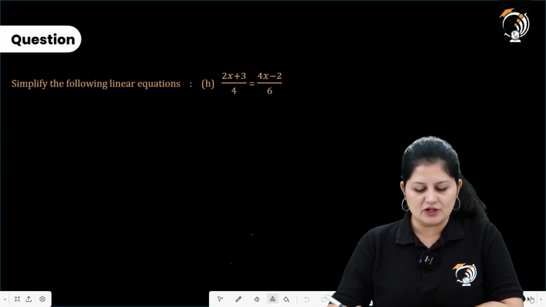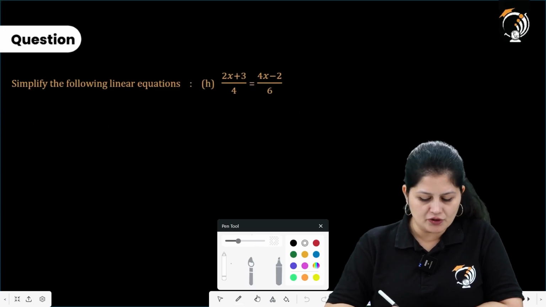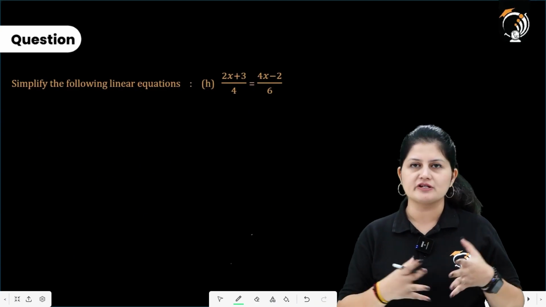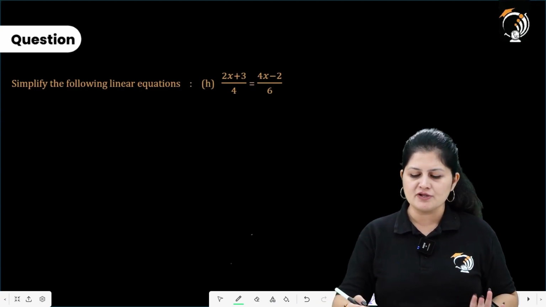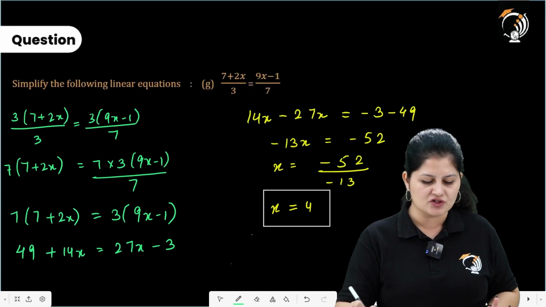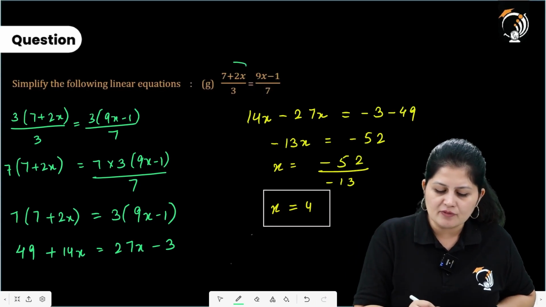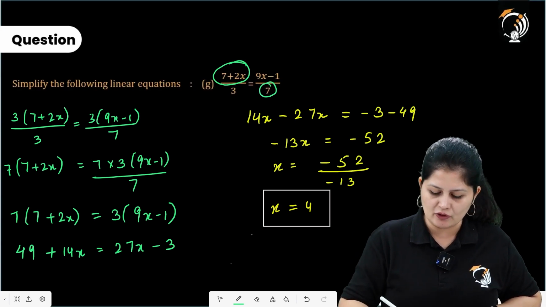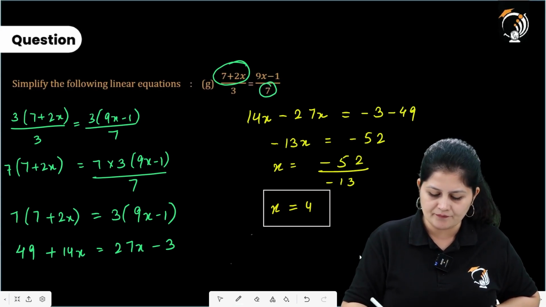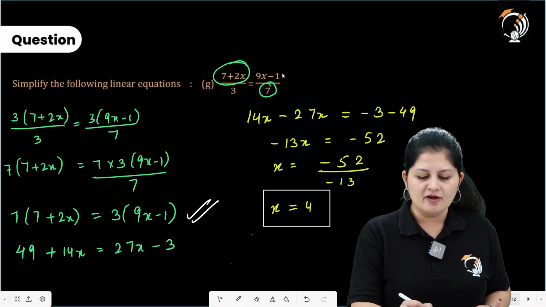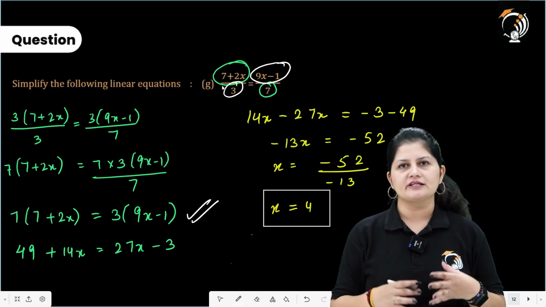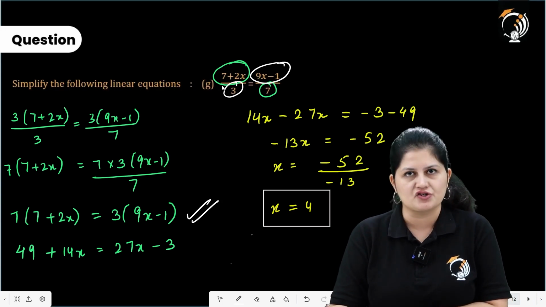Moving to one more question of a similar type. We are going to be really fast while doing it as we have understood the concept now. So firstly, we are going to do the cross multiply. If we observe in the previous question, from 7 plus 2x, we multiplied this 7, and we multiplied 9x minus 1 with 3. We call this the cross multiplication.